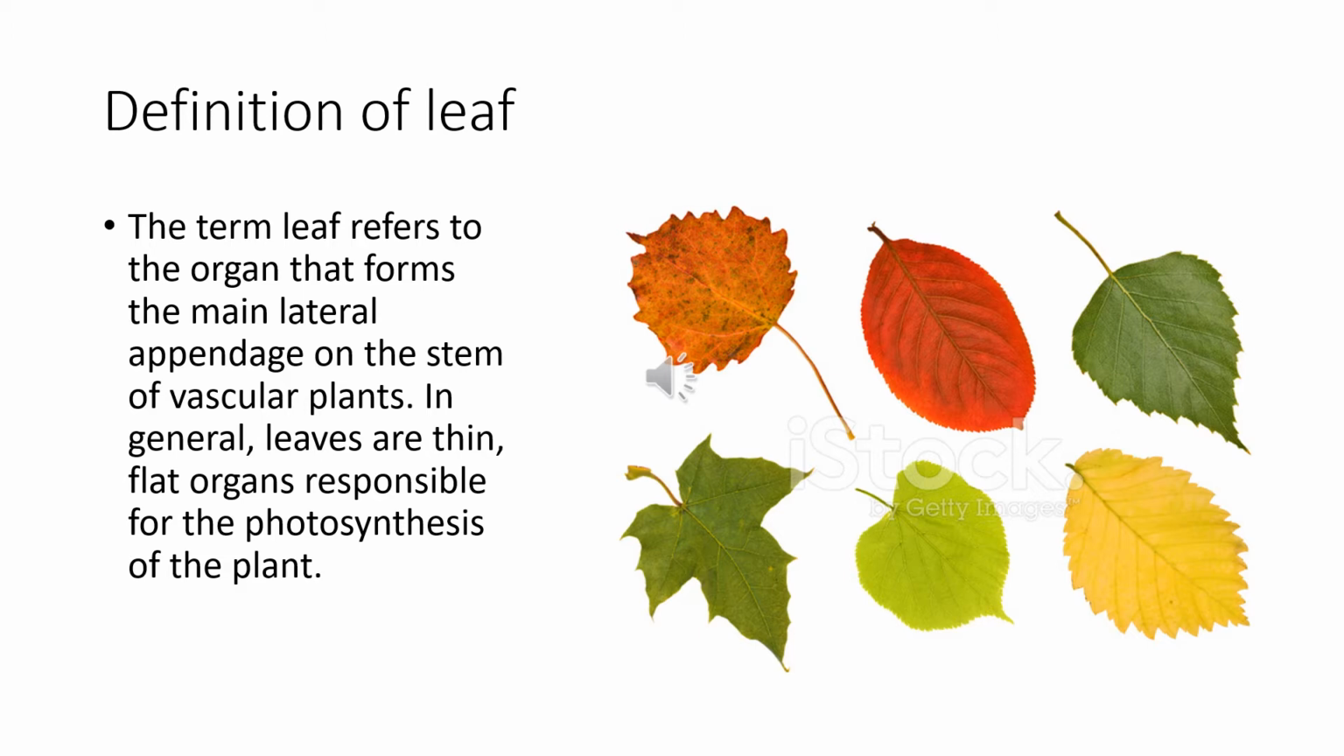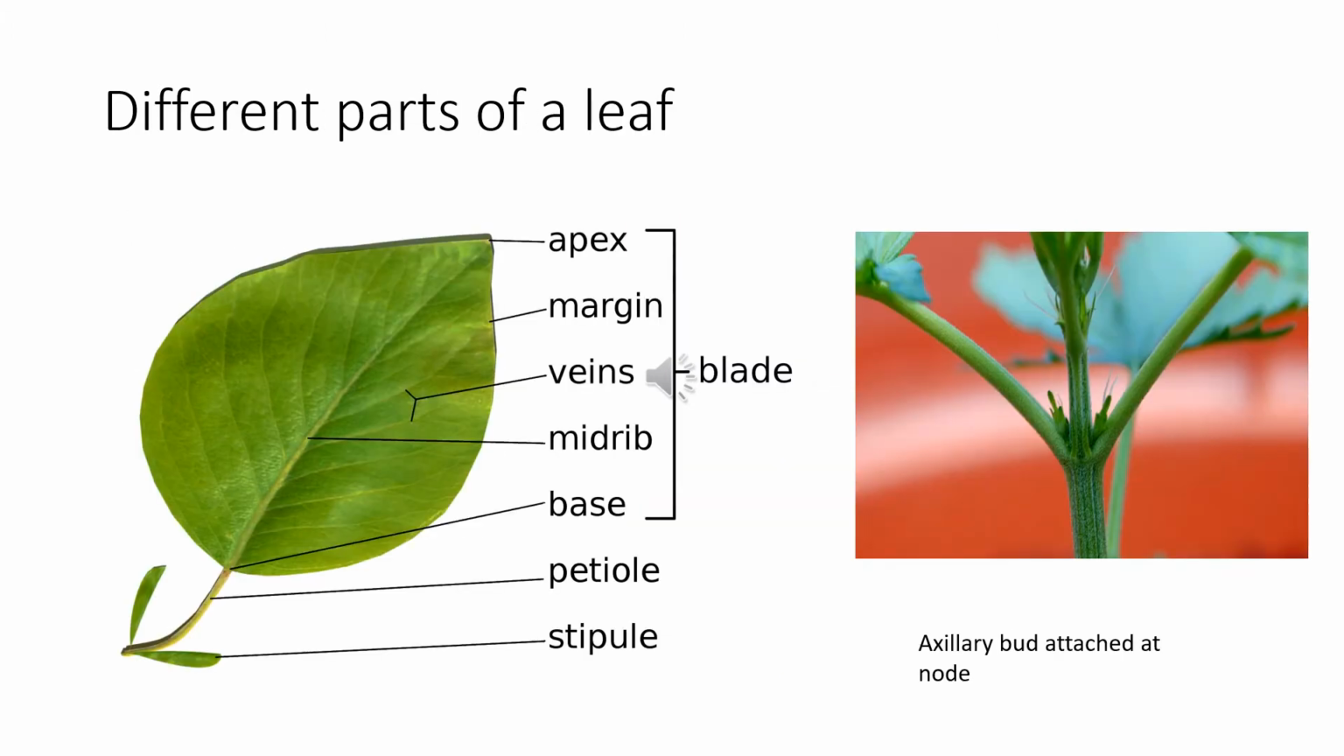Leaves are generally thin and flat organs that are generally green in color, but other colors are also seen, and they contain chlorophyll. They are the main organ responsible for photosynthesis, or production of food of the plant. Now we are going to see the parts of a leaf.